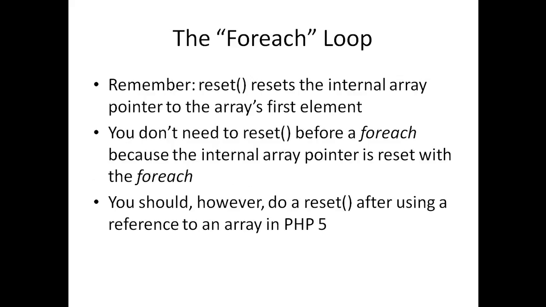So remember that the function reset resets the internal array pointer to the array's first element. You don't need to reset before foreach because the internal array pointer is reset with the foreach. That basically means that when you do a foreach, no matter what element the internal pointer that PHP uses for the array is pointing to, it is reset. So when you iterate using a foreach loop, you are getting the array from the very first element.